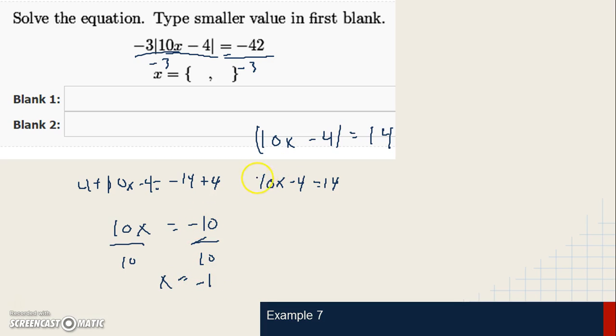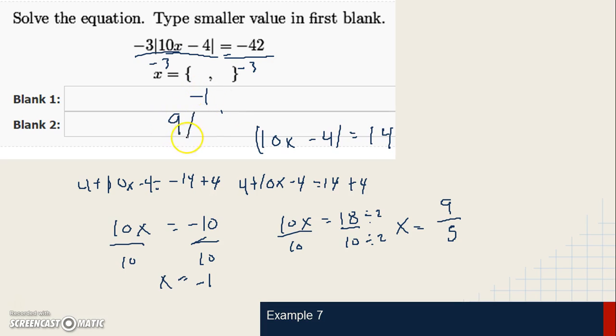Same thing here, I'm going to add the opposite of a negative 4, which is a positive 4. And I get 10x equals 18. And I'm going to divide by 10, x equals 18 divided by 10, which can be simplified because each number can be divided by 2. So I've got 9 over 5. Well, which number is bigger between negative 1 and 9 over 5? Well, negatives are definitely not bigger than a positive, so I know that negative 1 goes here, and 9/5 here.